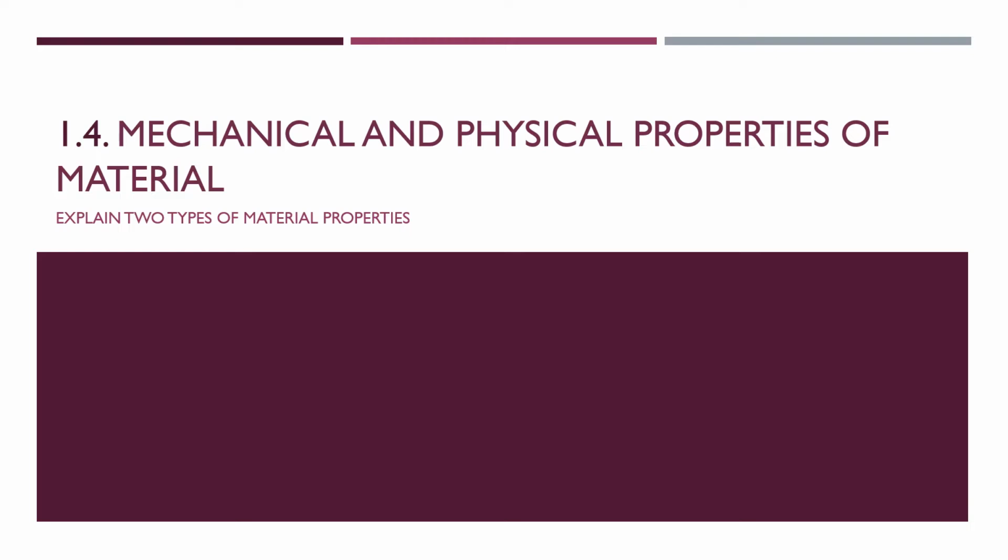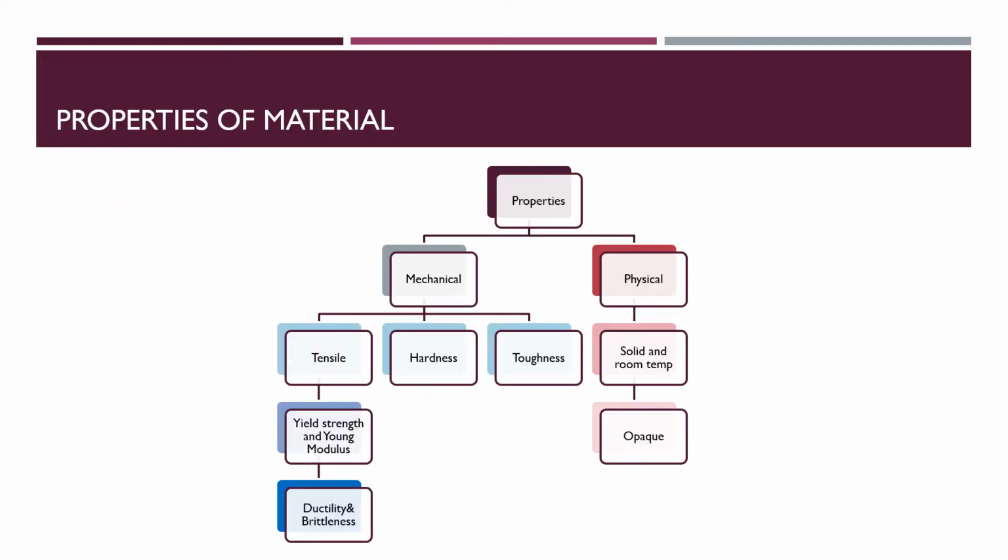Today we're going to learn about chapter 1.4, Mechanical and Physical Properties of Material. In this chapter, it will explain about two types of material properties. The properties of a material are divided into two types, which is mechanical and physical properties. Three types of mechanical properties that we're going to learn today are tensile, hardness, and toughness. For tensile strength, we will learn about the yield strength and Young modulus, and their ductility and brittleness.